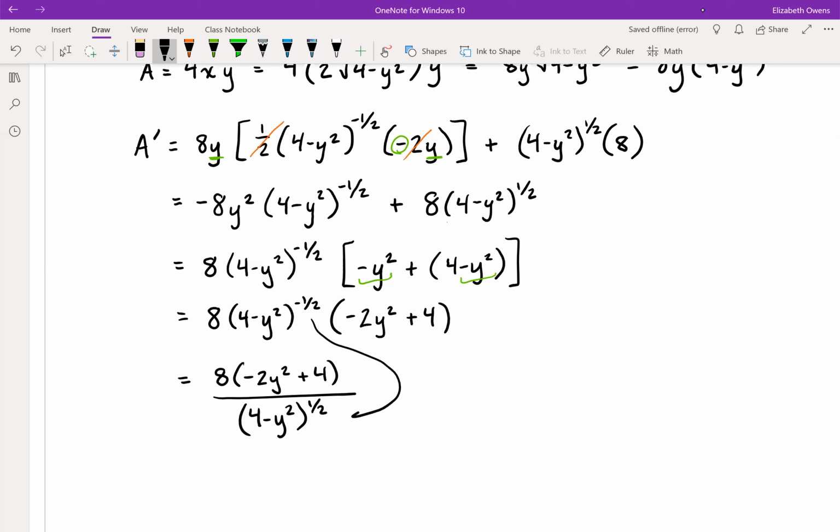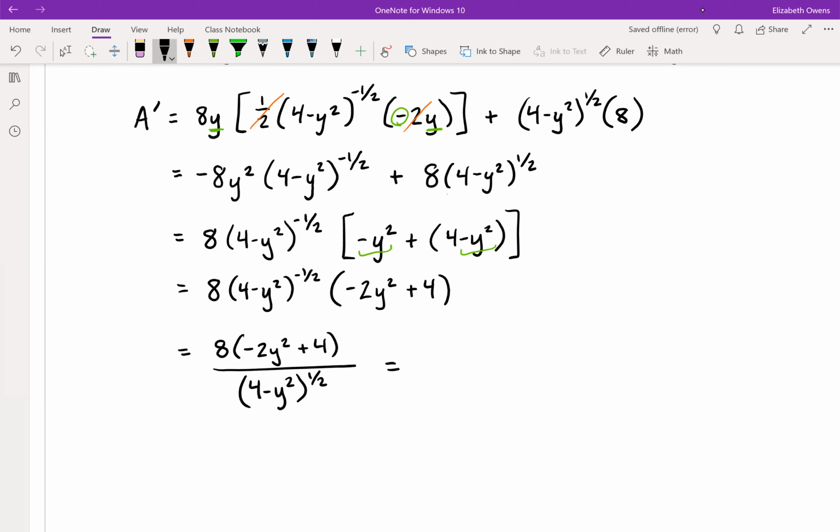Okay. Now you could even do a little bit more simplification there. I'm noticing that we could factor a negative 2 out of these terms. So really just taking it all the way here. So negative 16 times y squared minus 2, over, I'll write that as the square root of 4 minus y squared. Okay, so there's our expression for the first derivative. Now we need to find critical points of this.